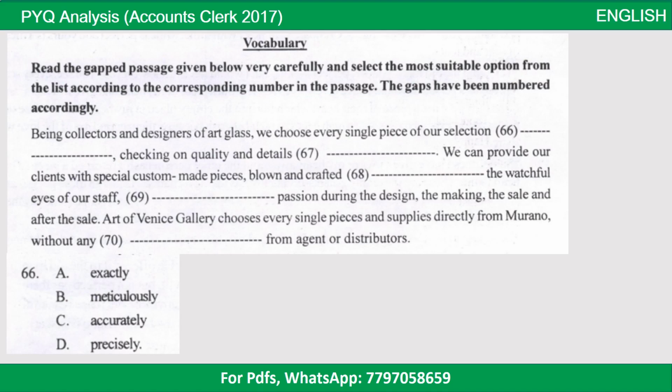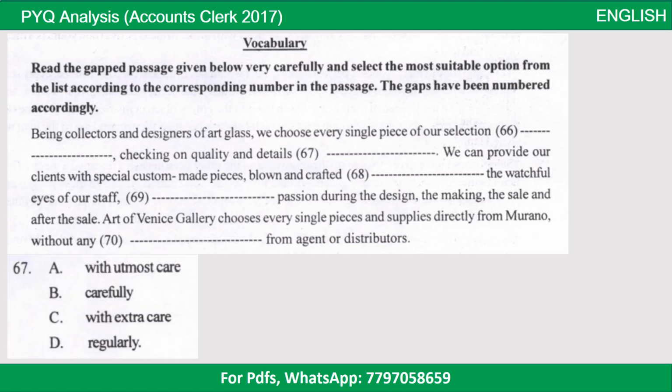Now read the gapped passage given below very carefully and select the most suitable option from the list according to the corresponding number in the passage. The gaps have been numbered accordingly. Being collectors and designers of art glass, we choose every single piece of our selection dash. The options are A, exactly, B is meticulously, option C is accurately, option D is precisely. As far as the art field is concerned, artists do their work in a very meticulous manner. Meticulously means putting a lot of attention to the details. So the right option will be meticulously, option B.